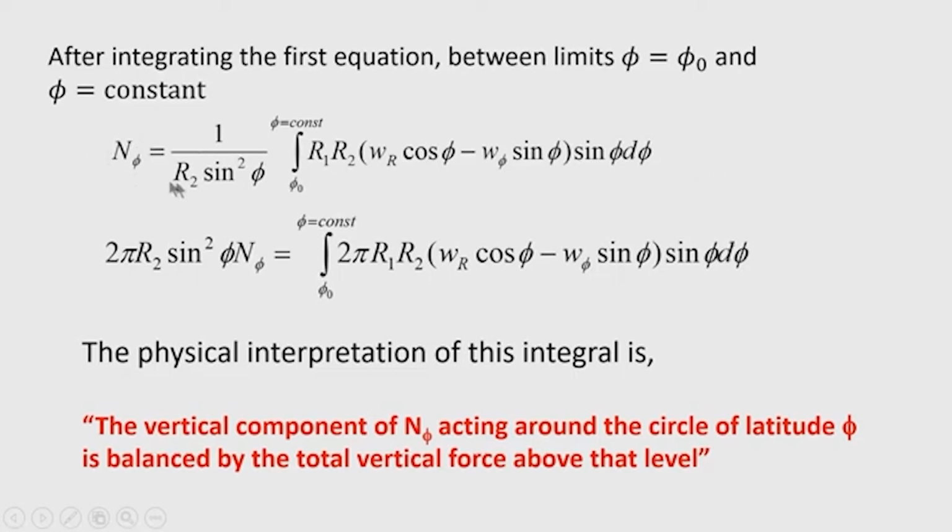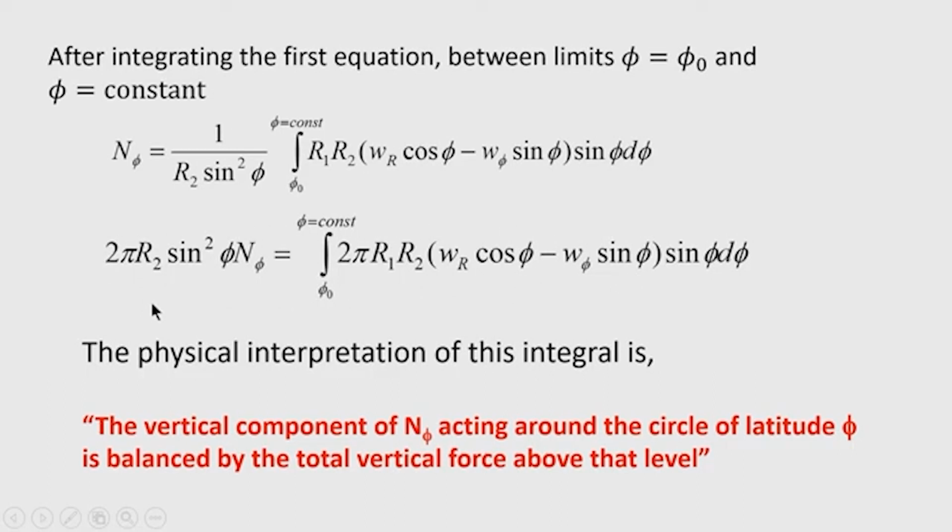Now, if I multiply this equation on both sides by 2 pi r2, then the left hand term is 2 pi r2 sin square phi n phi, and the right hand term becomes the same integral expression. Only the multiplication by 2 pi is done, so the 2 pi term is coming here. This expression can be interpreted physically.